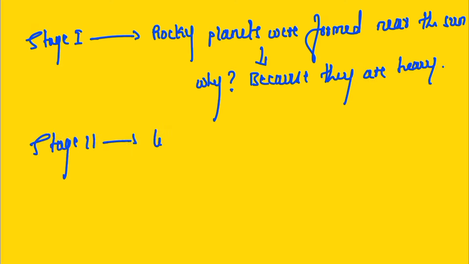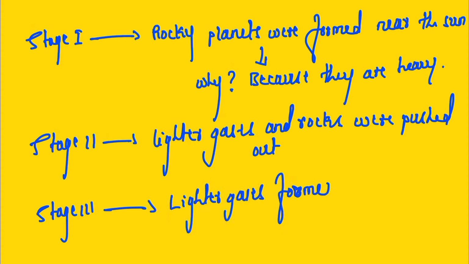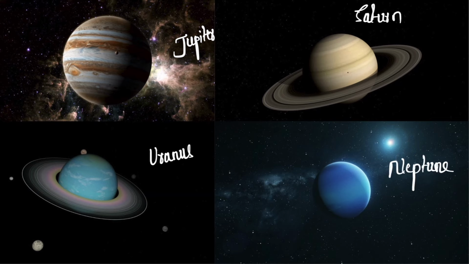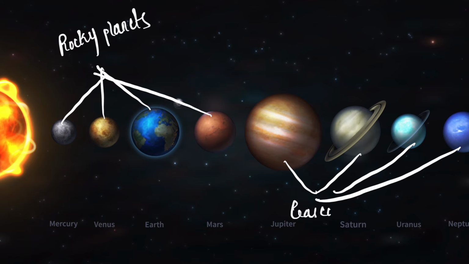But solar winds pushed outside the gases and dust and smaller rocks which remained after the formation of these heavy and rocky planets. Outside the rocky planets, away from the sun, these gases combine together to create four heavy gaseous planets called Jupiter, Saturn, Uranus, and Neptune. Right? But now, there was one more stage remaining in the formation of solar system. Now we had rocky planets near the sun, gaseous planets away from the sun because of solar wind.